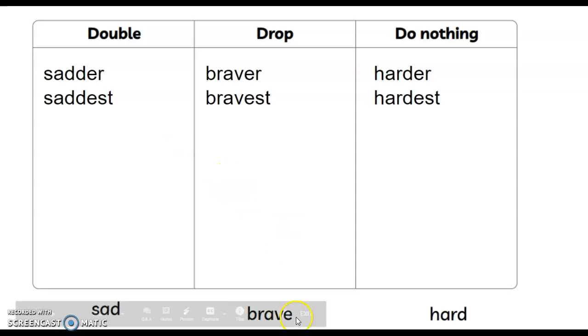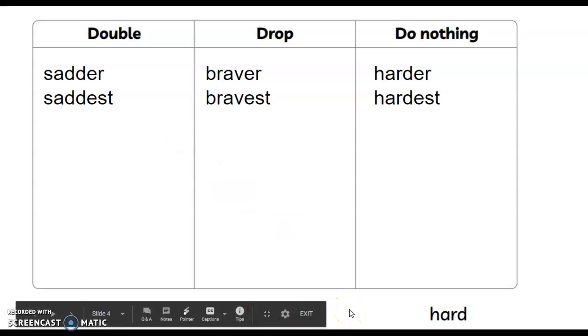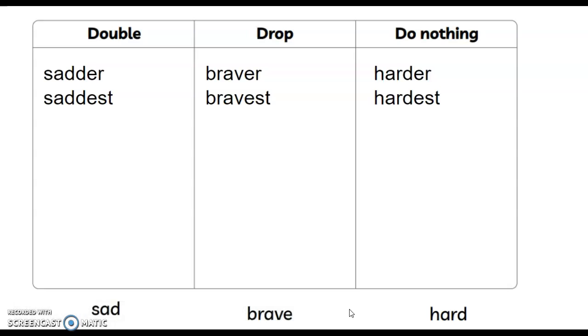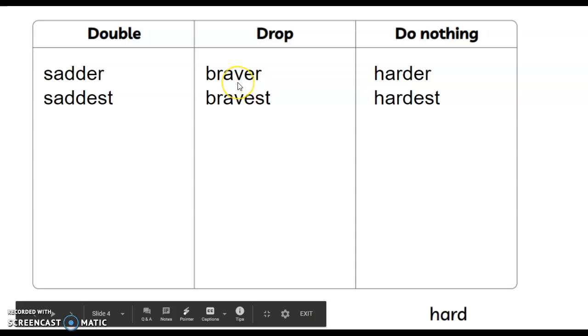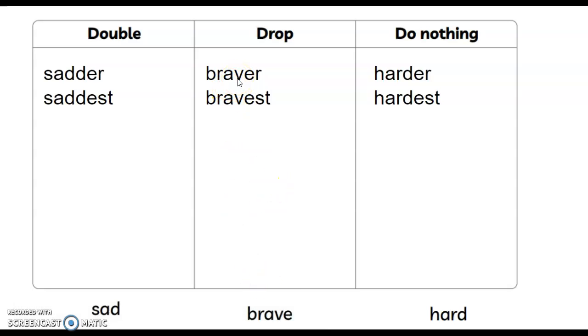Now, for this one, for the word brave, what does this word brave end in, okay? It ends in an E. Can you remember the rule for this one? So words ending in E, you need to drop the E and add either ER or EST. Okay, the ER or the EST suffix. Okay, can you see here? I've dropped the E and I've added ER or EST.